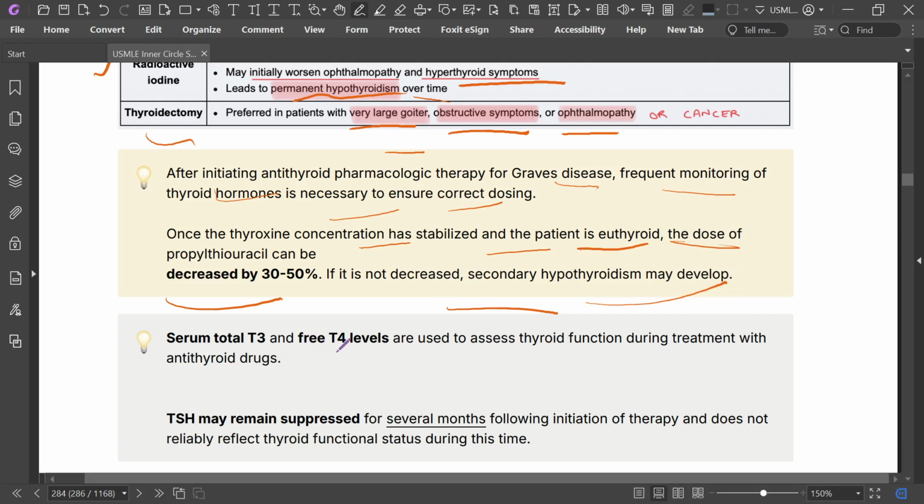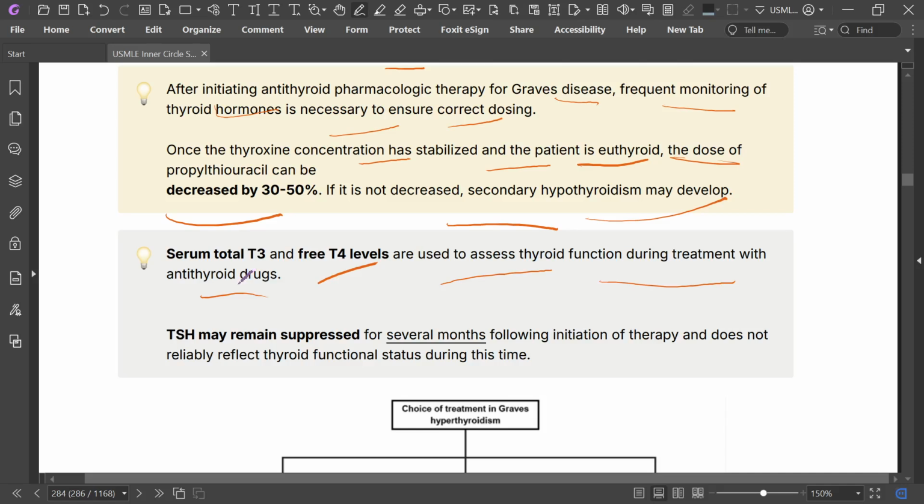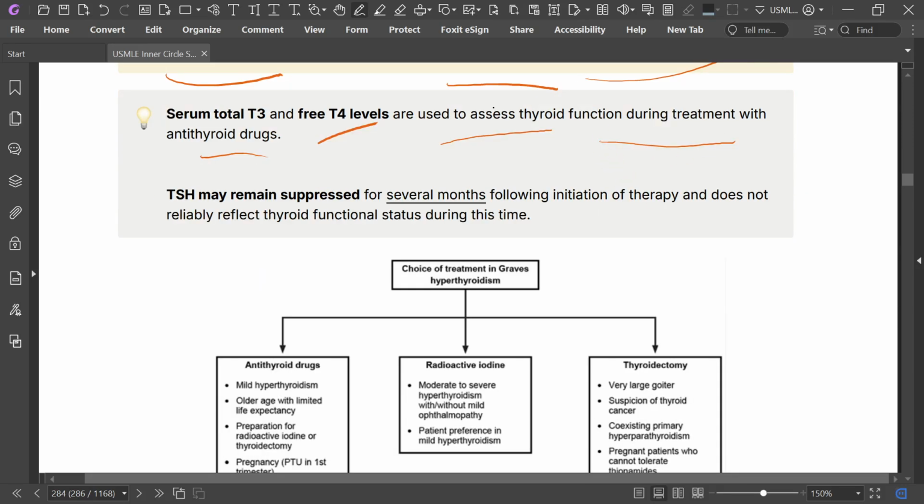Serum total T3 and free T4 are used to assess thyroid function during treatment with antithyroid drugs. TSH may remain suppressed for several months following initiation of therapy and does not reliably reflect the thyroid functional status during this time.